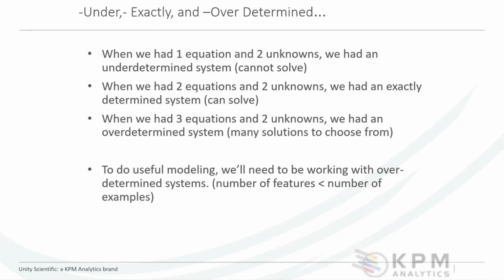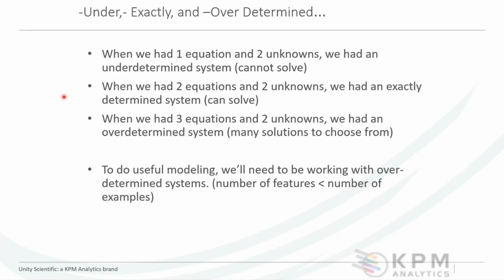So in mathematical terms, what we have here are different equation sets. When we had one equation and two unknowns, we had an underdetermined system. And in an underdetermined system, we are not presented with enough information to solve the problem. When we had two linked or related equations and two unknowns, we had an exactly determined system. So again, we could create an equation that expressed one of the variables in terms of the other one, substitute that into the second equation, and solve.